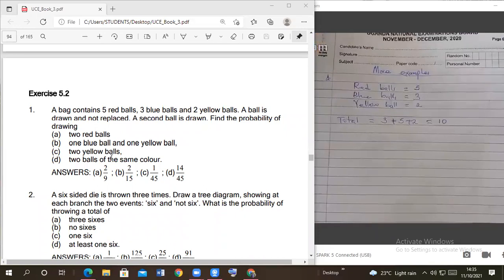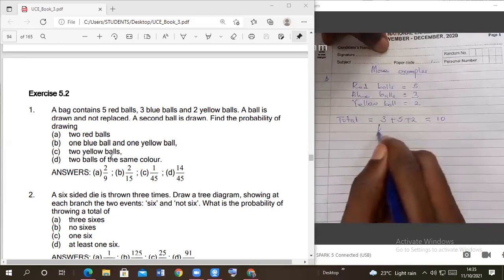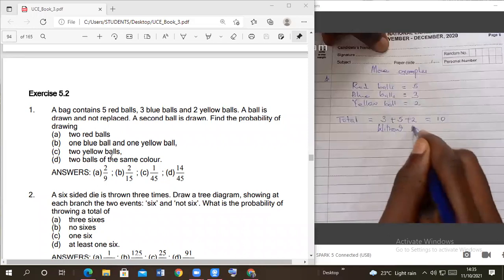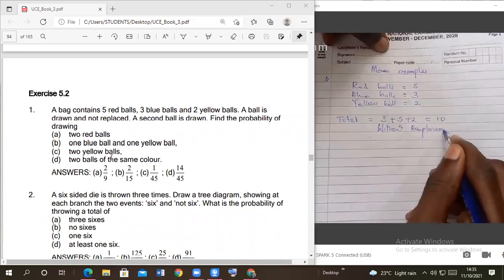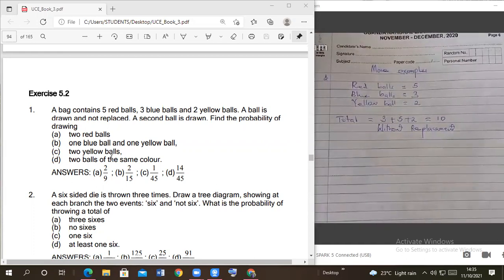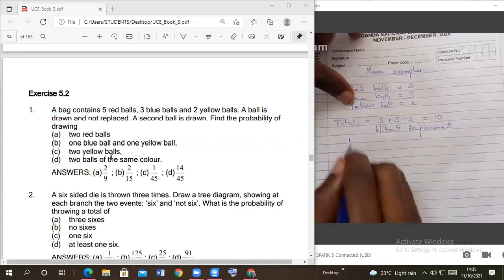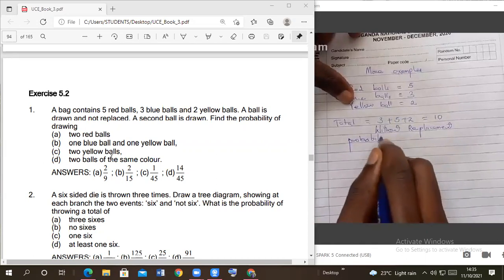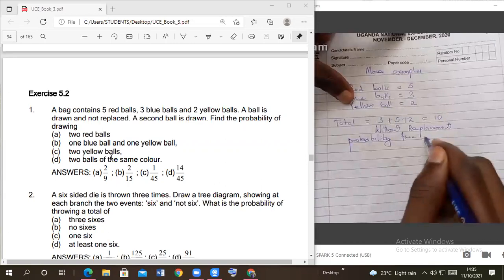So what have they said? They have said a ball is drawn and not replaced. What is that? Is it with replacement or without replacement? Without replacement. And we said if it's without replacement, the number of balls will keep on reducing, not so? So let's draw the probability tree diagram.